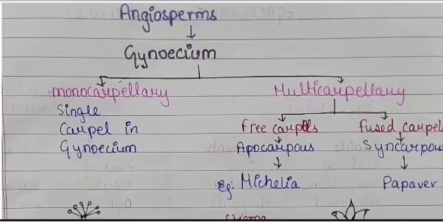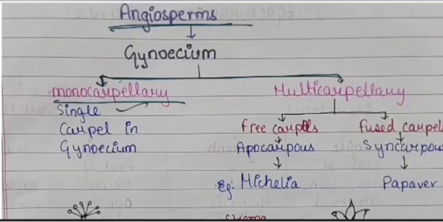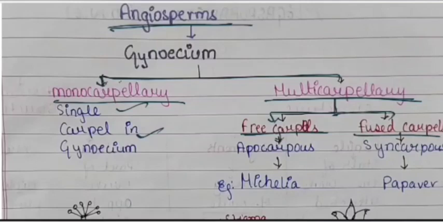Now, in angiosperms, gynoecium can be divided into two types, that is monocarpellary, the flower in which a single carpel is present, and another one is multicarpellary. It is further divided into two types, that is free carpels and fused carpels. Free carpels are known as apocarpous and fused carpels are known as syncarpous.